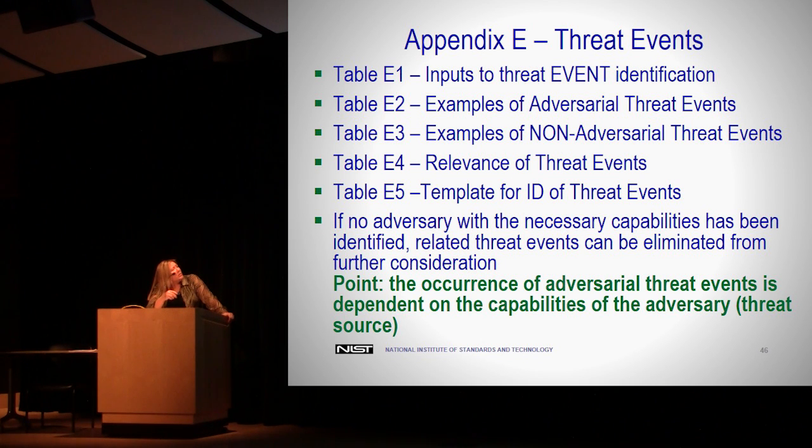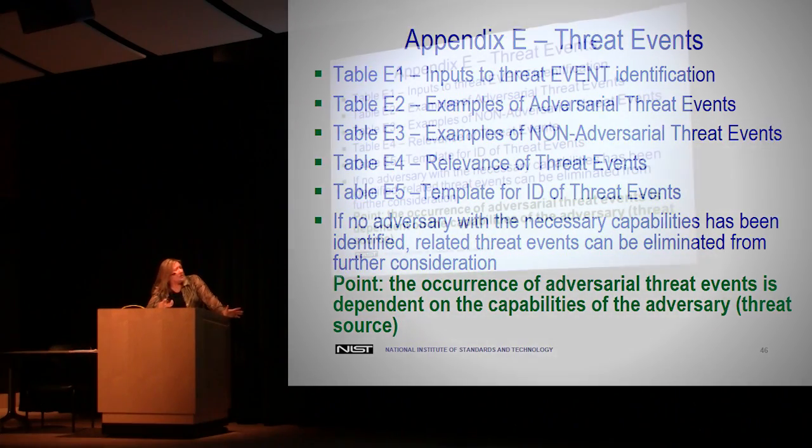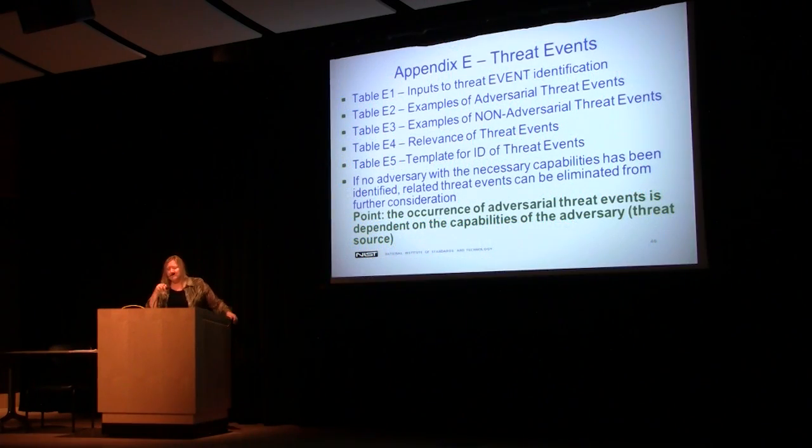The point of going through each thing and separating the sources from the events is that you might have threat sources all over the place, but they might not have the ability to cause an event, or you might not be vulnerable to the event. If that's the case, then you want to drop that off your list, at least for now. The occurrence of adversarial threat events is dependent on the capabilities of the adversary. So that's kind of what I just said.